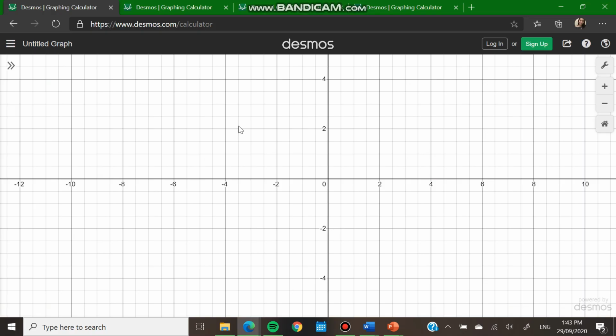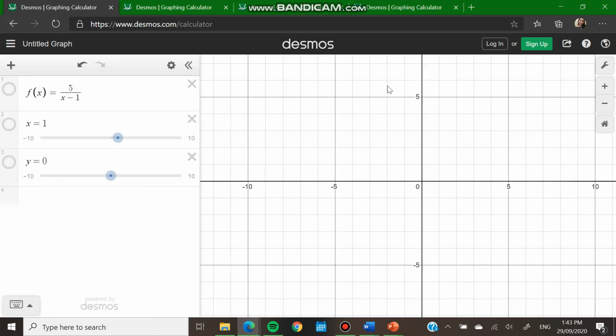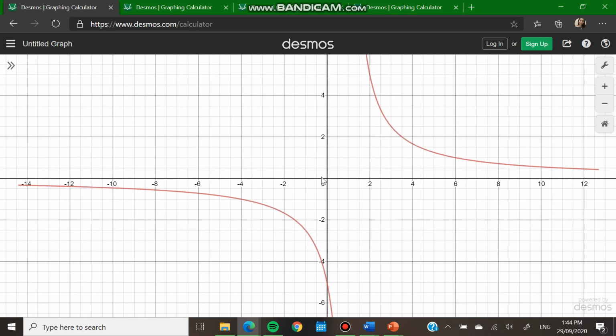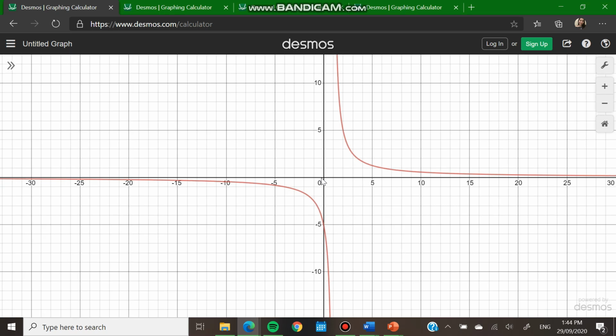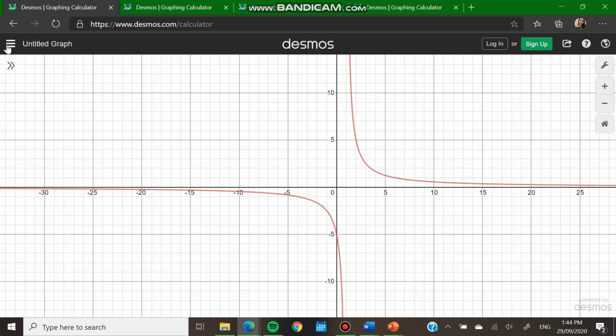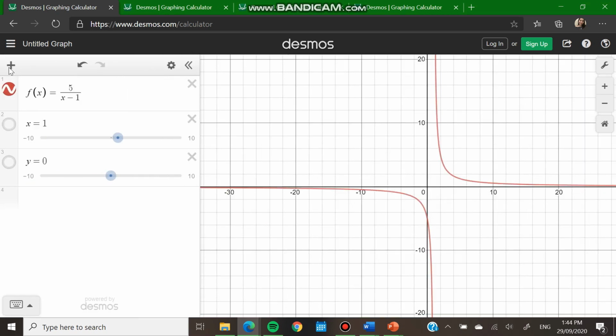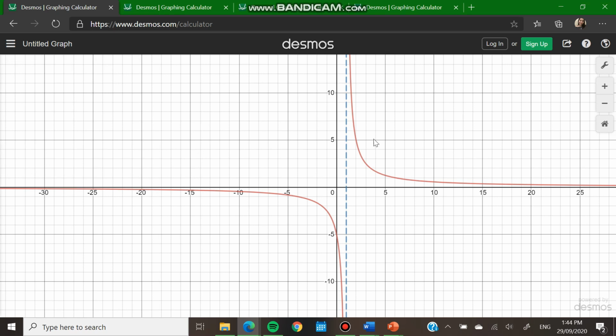Now, I just want to show you the graph of the rational function as well as the asymptotes so that you can visualize. So here, this is Desmos again. We have f of x equals 5 over x minus 1. This is the graph of our rational function. Okay, now let's put in the asymptotes. First, for our vertical asymptote, we have x equals 1. So this line right here.